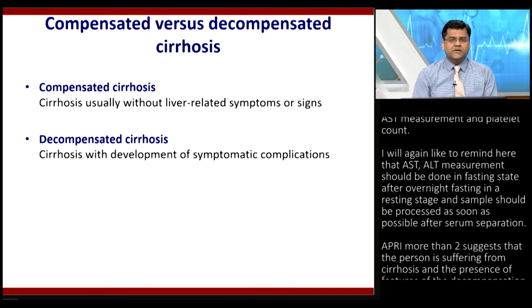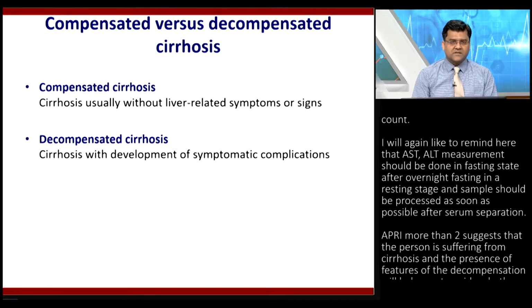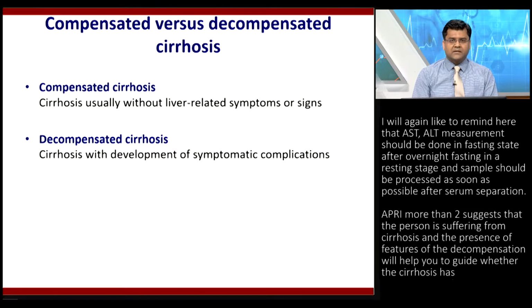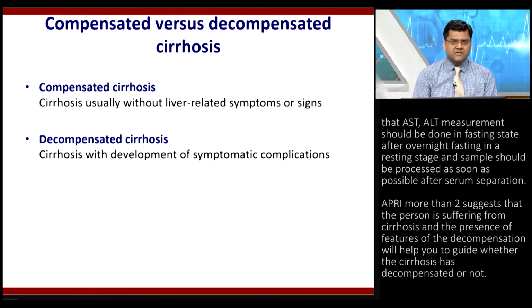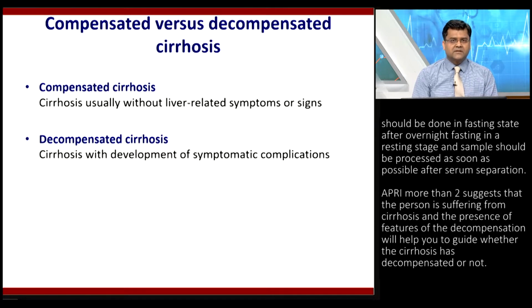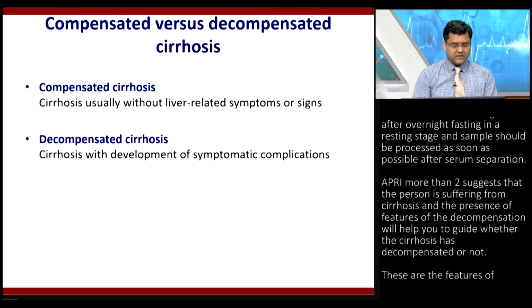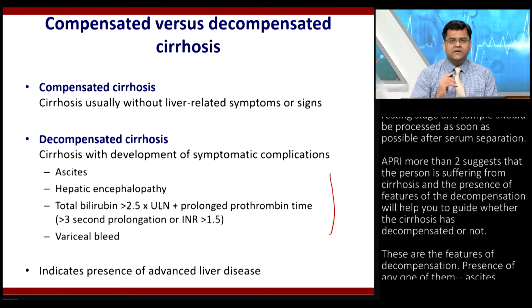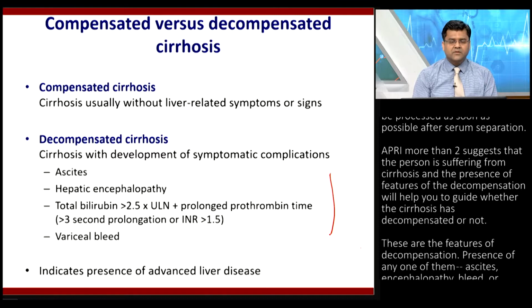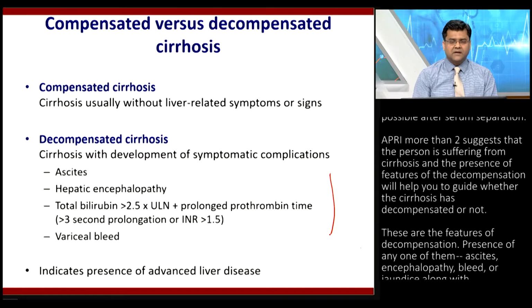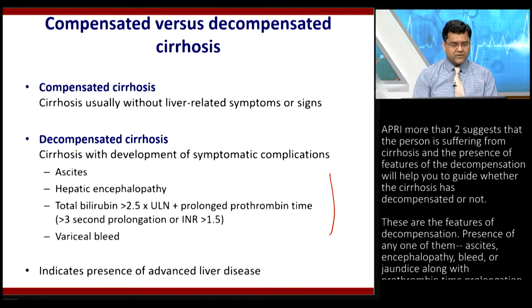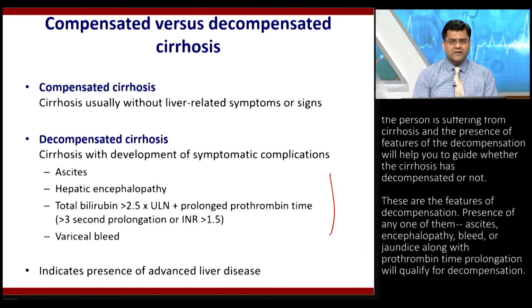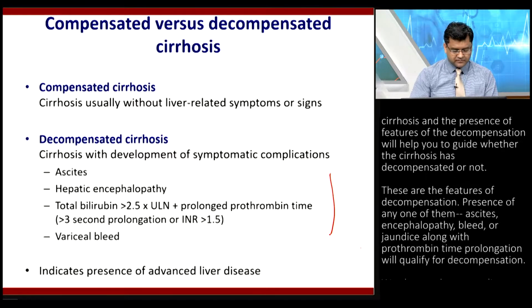APRI more than 2 suggests that the person is suffering from cirrhosis, and the presence of features of decompensation will help you guide whether the cirrhosis has decompensated or not. And these are the features of decompensation: presence of any one of them, ascites, encephalopathy, bleed, or jaundice, along with prothrombin time prolongation, will qualify for decompensation.